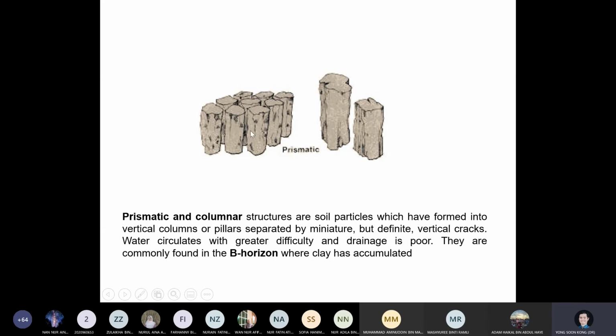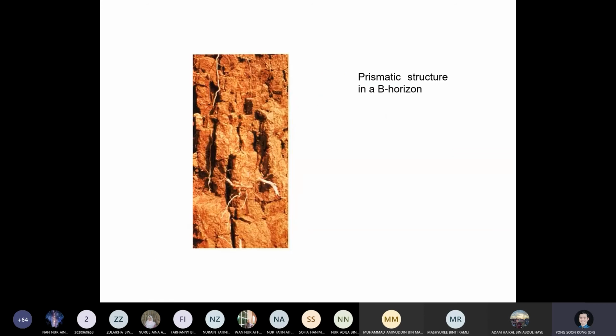Now, when I say long, it doesn't mean that it extends all the way to the deepest horizon. No, I did not mean that. What I mean is the entire horizon. Possibly it extends into one horizon only, and this horizon is the B horizon. From my experience, the B horizon usually does not extend more than 2 meters. It could be slightly more than that, but it's around 2 meters, probably one person's height. It's not very long, I would say. So this is how the prismatic structure looks in the B horizon.